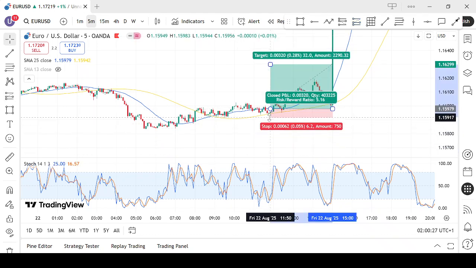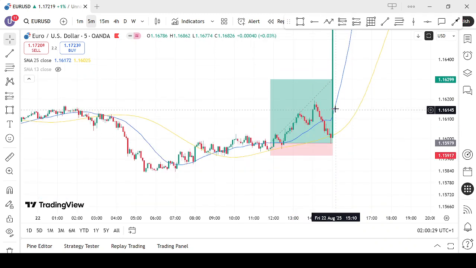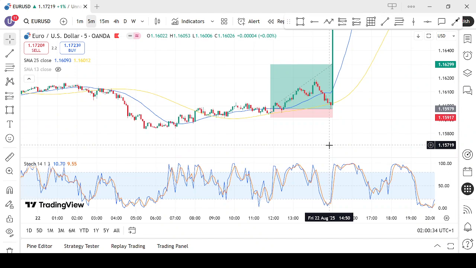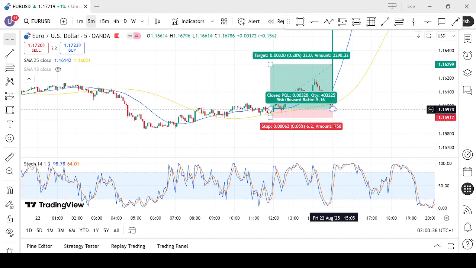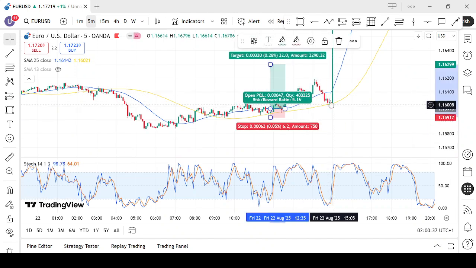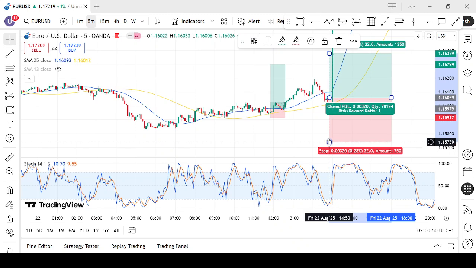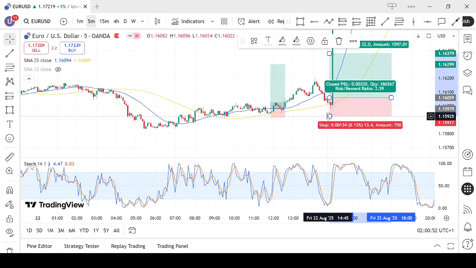This would have been our first entry, and at this point we would have still had an opportunity to enter the market when price dipped down below 20 and still went above 20. This would have been another buying opportunity for us in the market. This is how we enter our trades.